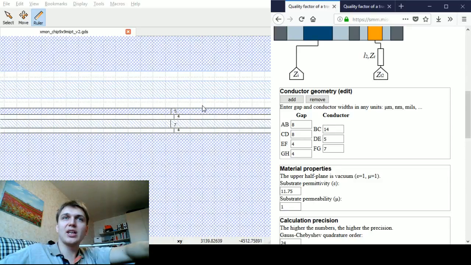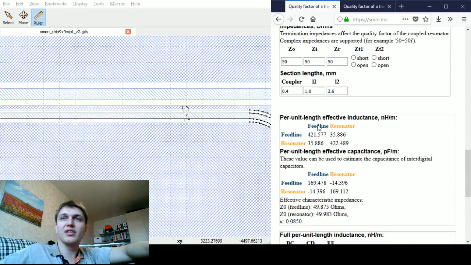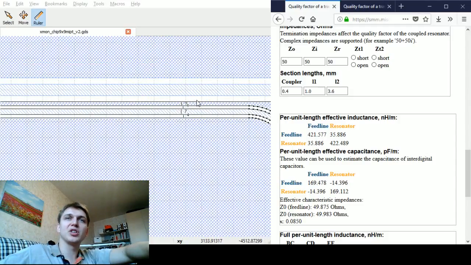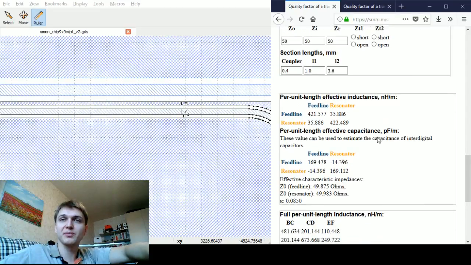And now we have the capacitance and inductance matrices. These are the per unit length effective inductance and capacitance matrices, assuming that this is conductor one, the feed line conductor, and this is the resonator conductor. We also have these impedances and the mode coupling strength between the two conductors, which is the same for capacitive and inductive coupling because of the symmetry of coplanar structures.